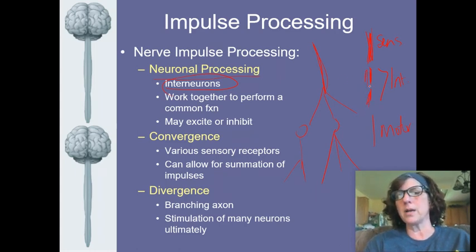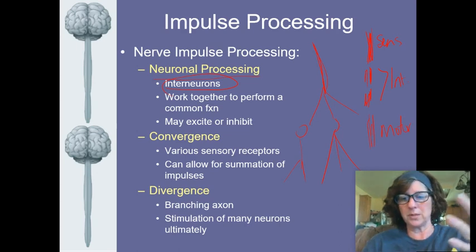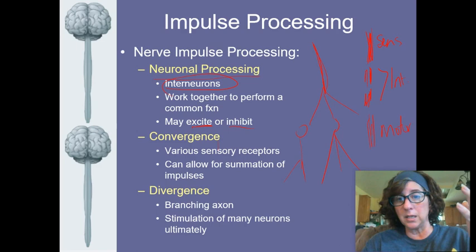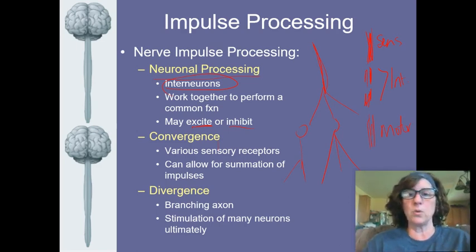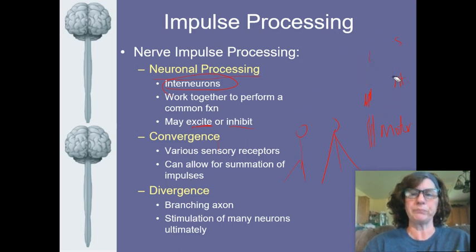That's going to be all that processing. And then you send an impulse out through the motor, okay? And we might have some sort of action, or you might not. So it might excite or it might inhibit. It might be something you completely ignore. So, it just depends on what's going on at that point with that interneuron.